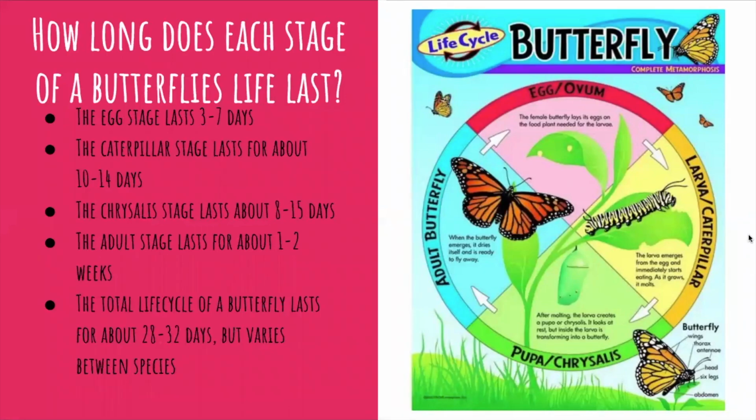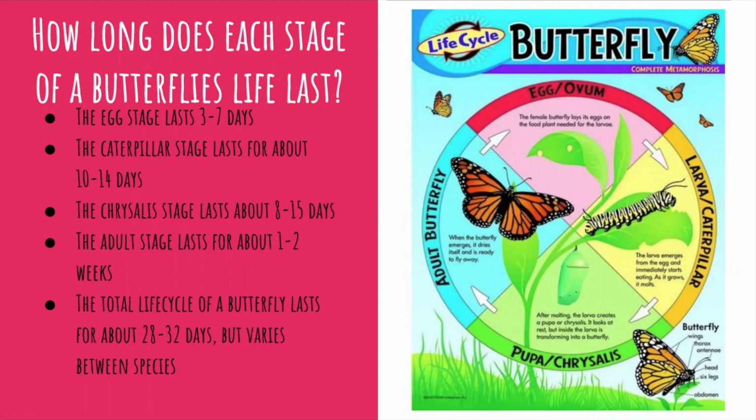Specifically, there are 4 stages that the insect goes through to become a fully grown butterfly. The first stage is the egg stage. The female butterfly finds a plant to lay its eggs on, and this stage lasts for about 3 to 7 days. The second stage is the caterpillar stage. The caterpillar is the larva of a butterfly. When the caterpillar emerges, it eats and begins to prepare itself for the next stage. This lasts about 10 to 14 days.